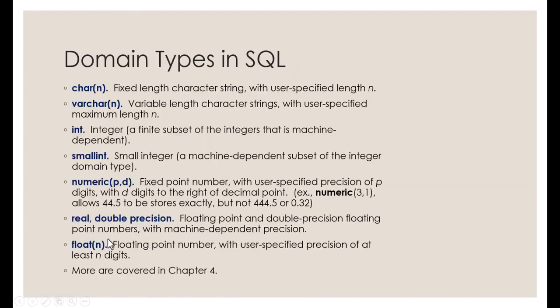I'm sure you are familiar with these different data types. These are the allowed data types in SQL. Char is for character. In parentheses, there's going to be a certain number, n, specifying the maximum length that is allowed. We also have varchar, variable character string. It also has an n, which is the maximum length allowed.